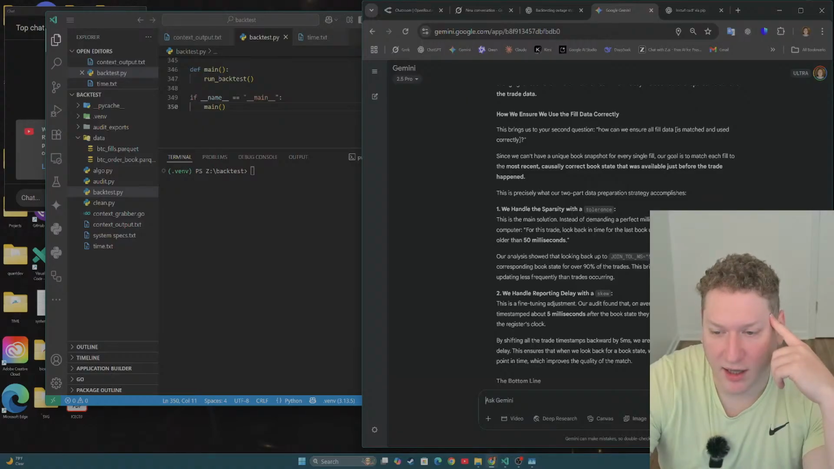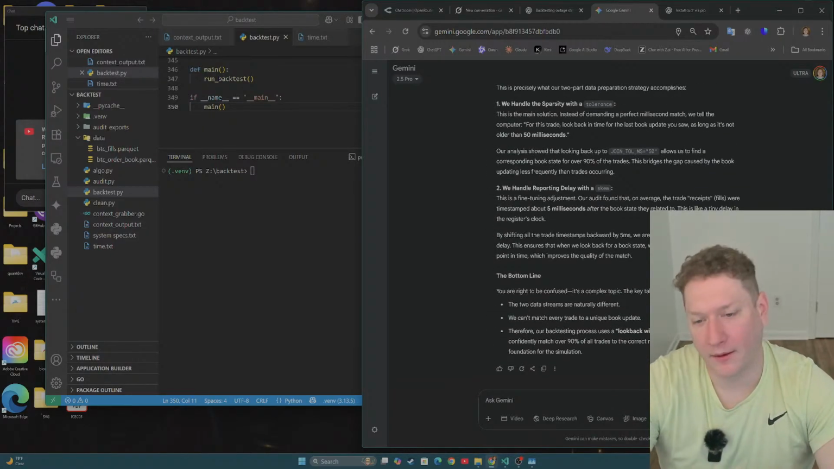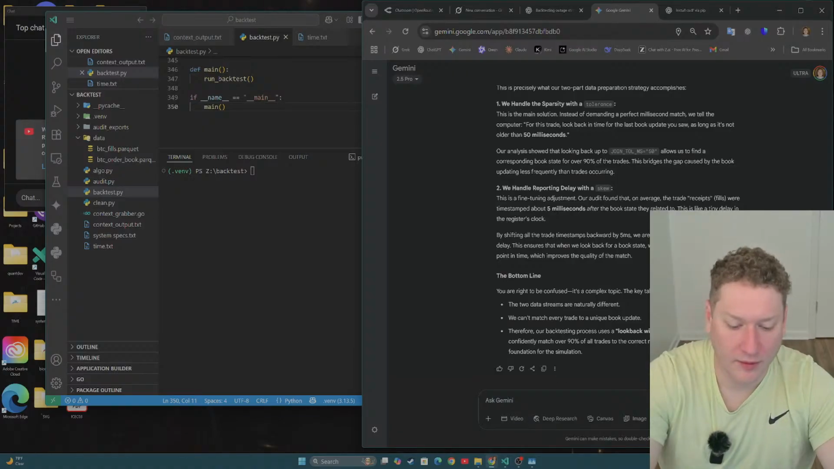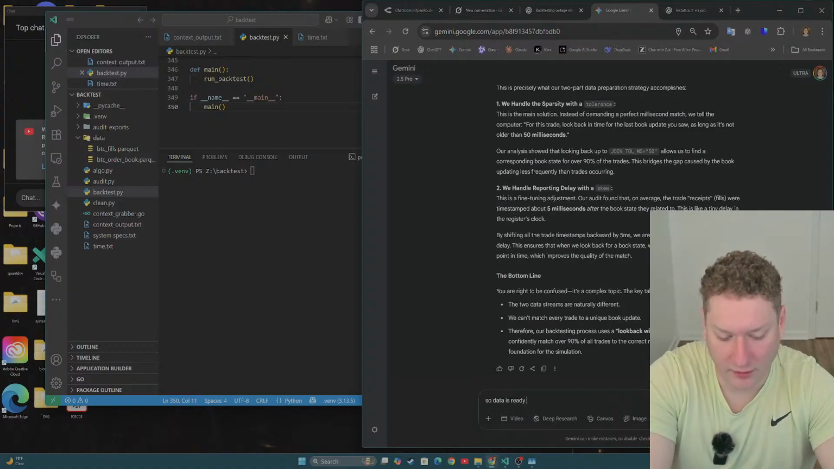So if I increase the tolerance, then in theory we can get that to 100. Okay. Bottom line, you're right to be confused. Okay, so the data is ready to backtest.